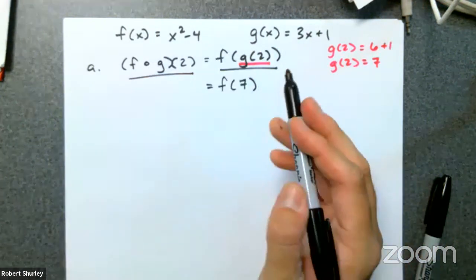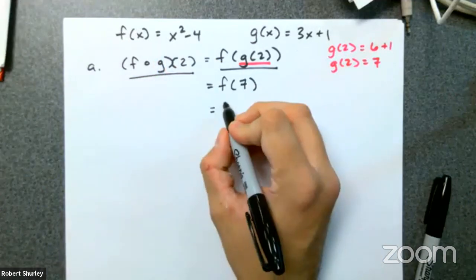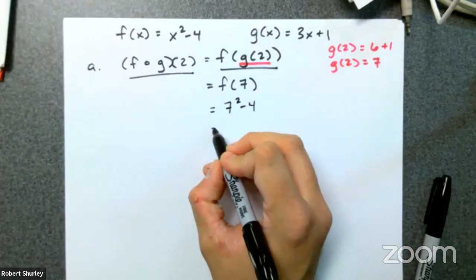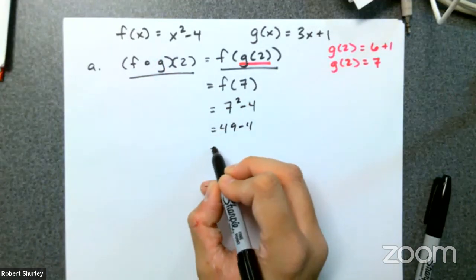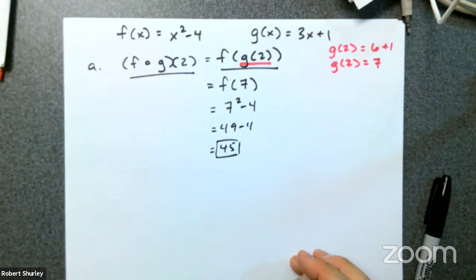I know how to do this. We've done a lot of examples like this one. You just plug 7 into the function. So it's 7 squared minus 4, 49 minus 4, winds up being 45, okay?